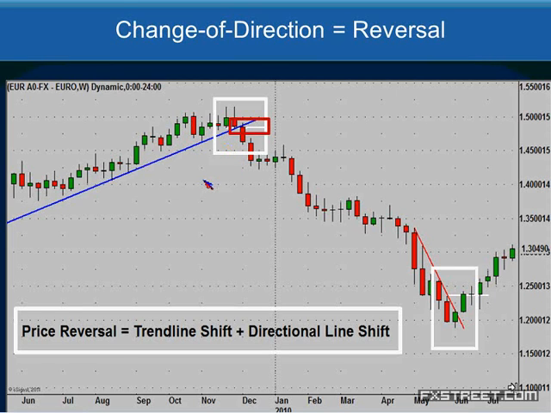That's significant. You can have a change of direction. Technically it could take out the low of the highest closing candle in an uptrend, but if it doesn't take out the trend line, you don't have both conditions met for the reversal.